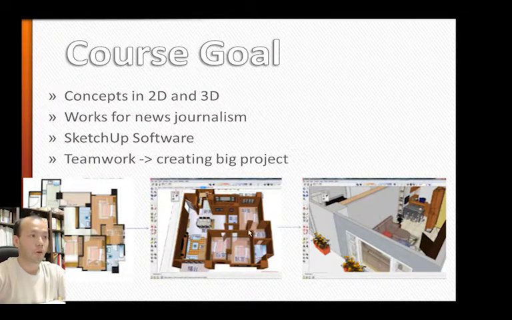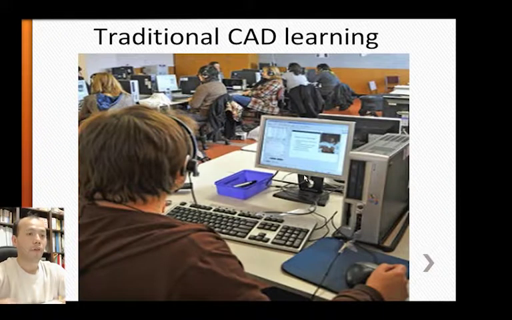And this is our course goal. In the beginning, I give them the 2D floor plan. And then, after some training, they have the capability in doing 3D objects. Finally, they could produce the real houses by inserting and designing furniture like table, sofa, cabinet, or toilet. And before I introduce our teaching strategy, I'll discuss what the traditional CAD learning is.